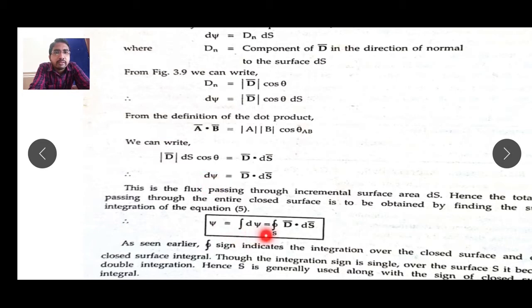So total flux is obtained by integrating over the complete surface. So psi is equal to integral D bar dot dS bar. This is the integral form of Gauss law, which is very important.